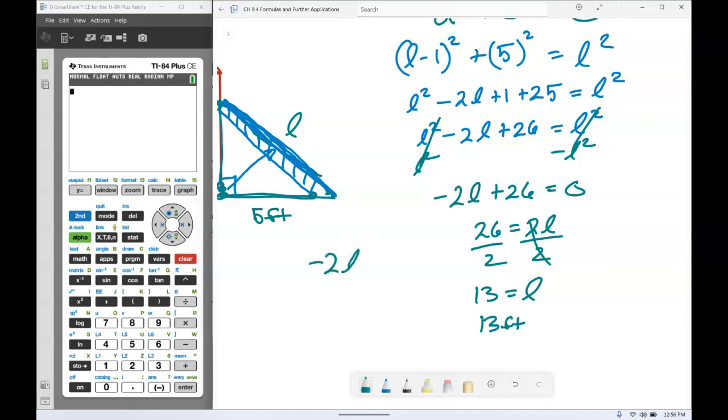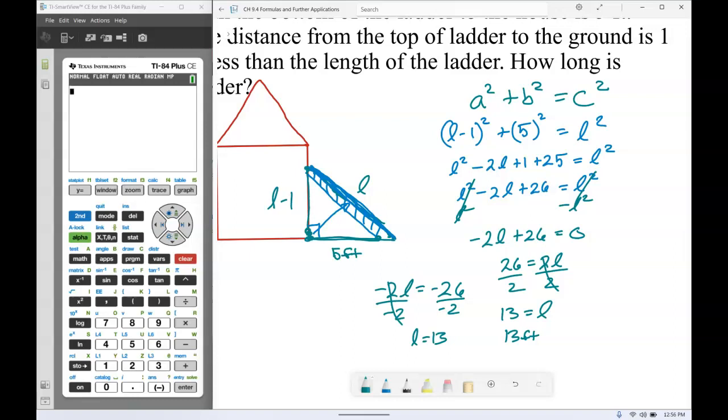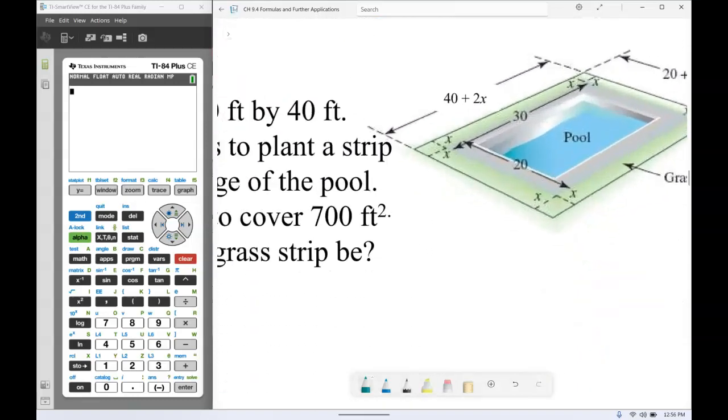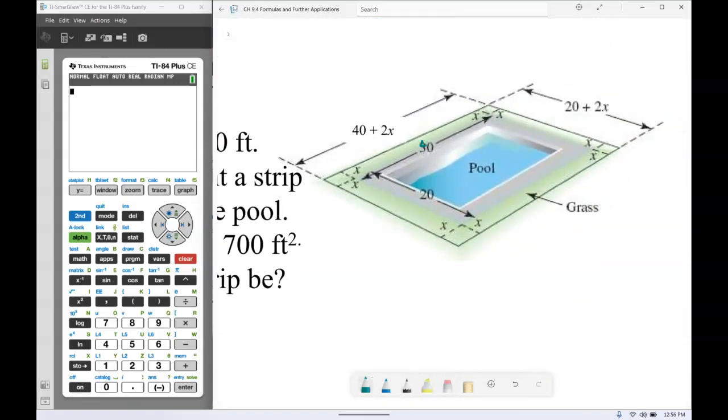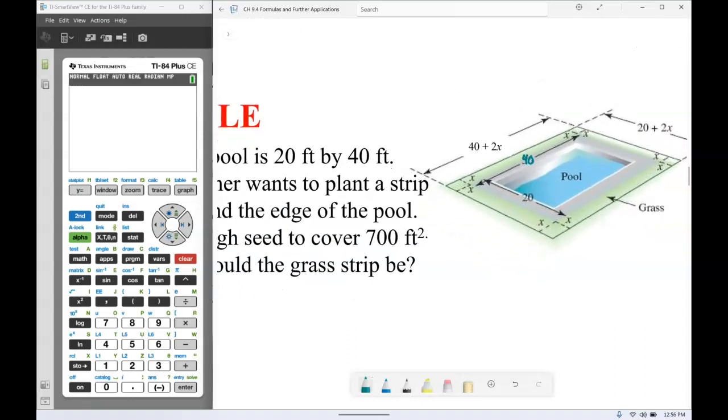If you decide to move the 26, you have negative 26. We'll divide both sides by negative 2. You still get positive 13. There's a typo on this. You're going to want to fix it. This should be a 40, not a 30. Everything else is good, though.